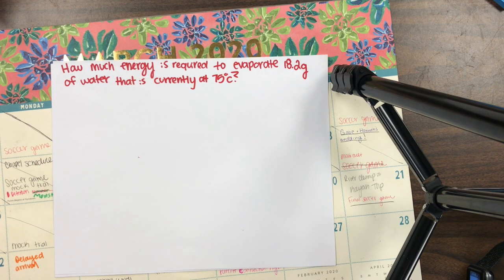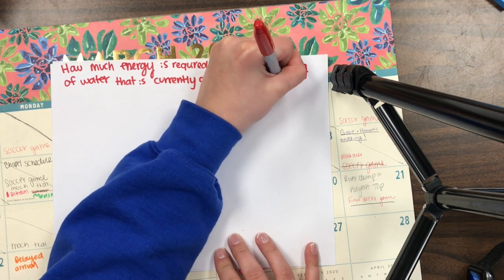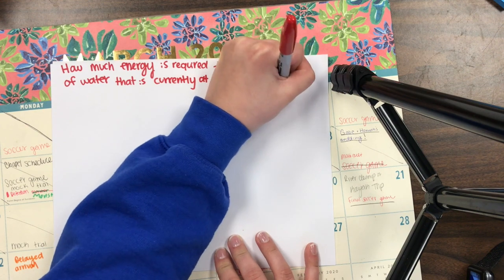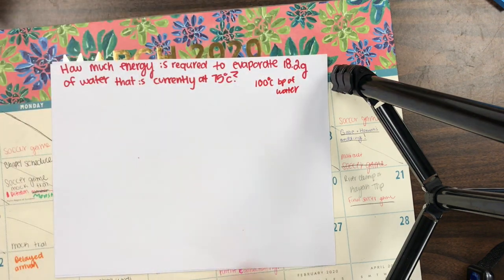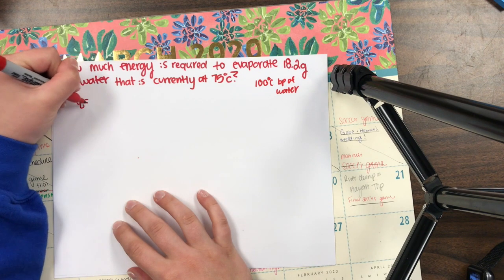The first thing that I need to figure out is when I raise this liquid from 75 degrees Celsius to 100 degrees Celsius, and if you're asking where I got the 100 from, that's the boiling point of water. When I increase the temperature from 75 degrees Celsius to 100 degrees Celsius, how much energy is that going to take? So in order to figure that out, I'm going to start with my Q equals MCΔT equation.